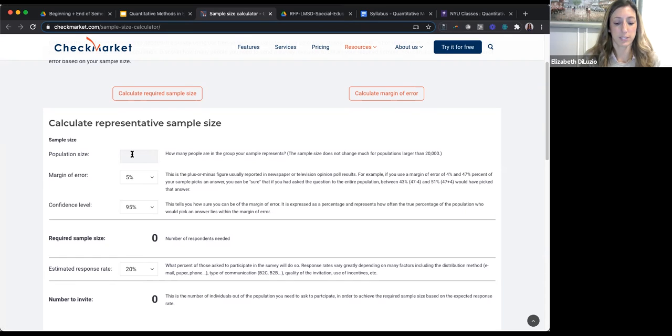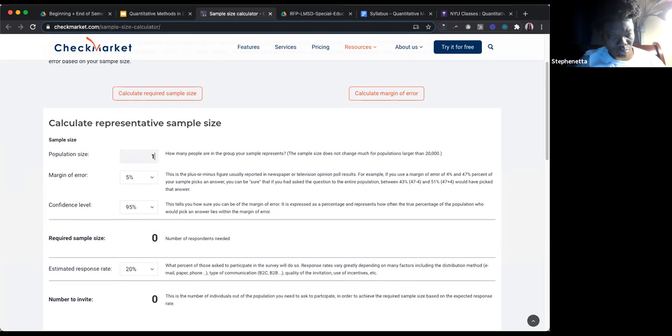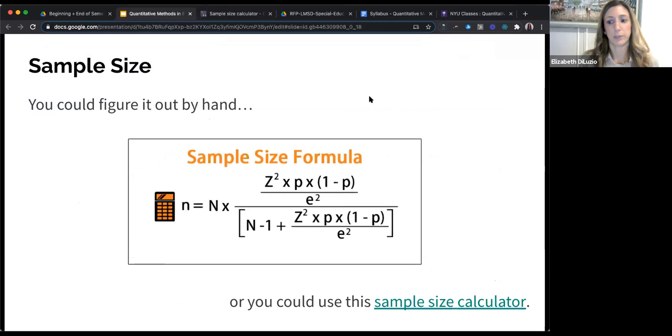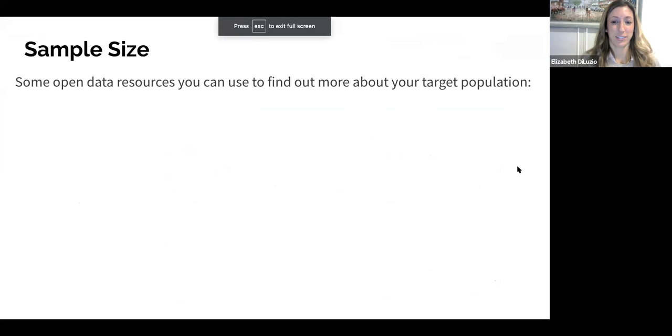So let's say our population size of special education students in Lower Merion is 10,000. At a 5% margin of error, 95% confidence level, we need to make sure that we have 370 participants in the sample population in order to make any generalization about all of the special needs students at Lower Merion. It's as simple as that. You're welcome. It took a little while to find. And you don't have to do this. So that's there. And I do ask a homework question that includes that.